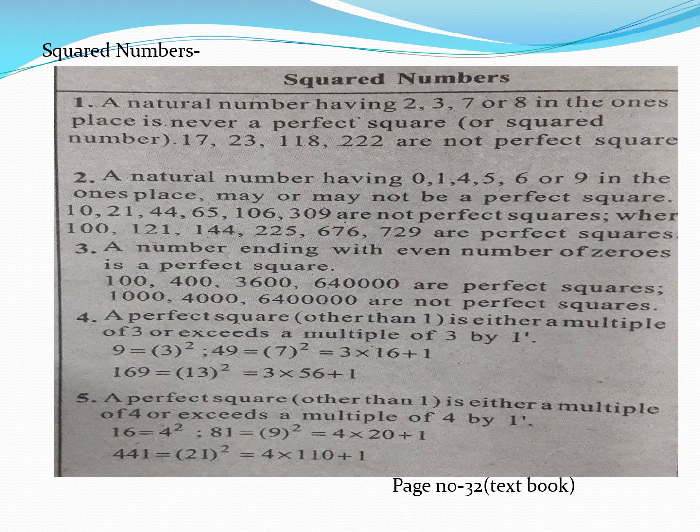Now these are the properties of square numbers. You can find this on page number 32 of your textbook. These 5 properties you can go through for your understanding.